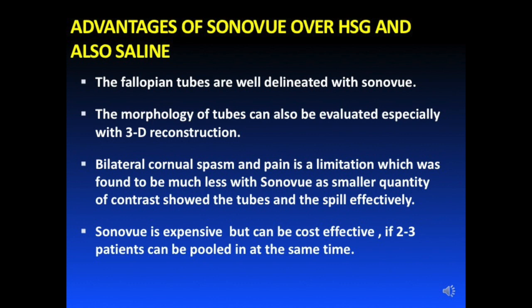It is expensive, costing about 6,000 rupees for an ampoule, but it can be cost effective if 2 to 3 patients can be pooled in at the same time, because just 2 cc is enough to delineate the fallopian tubes.